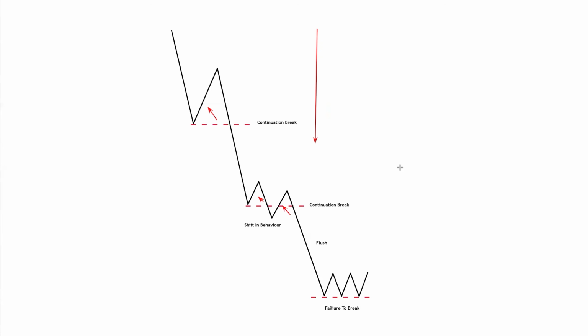Now, yes, the bears are definitely still in control of the market because it's still going down. However, what we can see here is that the behavior starts to shift. The first indication of a shift of behavior is here. On these pullbacks, you can see that price is slowing down dramatically. They're not equal to the previous pullbacks that we've seen in the trend that has already formed. The continuation breaks here, as you can see, are much smaller and less consistent than the previous breaks.